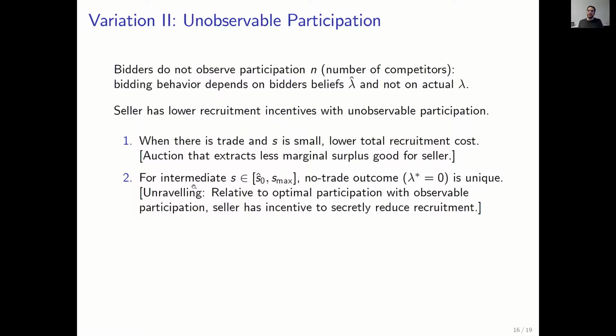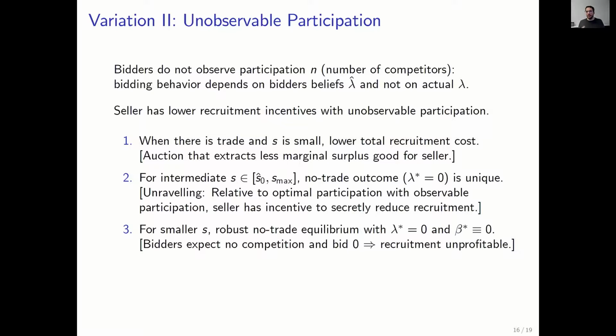For intermediate levels of solicitation costs, it's actually a bad thing. What's not going to happen is this: the incentive of the seller to secretly cut participation can lead to unraveling, and we have a unique no trade outcome. If we start with the optimal participation level for the case with observable participation, and we now make participation unobservable, the seller has an incentive to cut recruitment. Given that the seller has cut recruitment, the bidders will behave less competitively, and this will turn out to imply that the seller has even less incentive to recruit bidders, and this will all unravel down to zero.